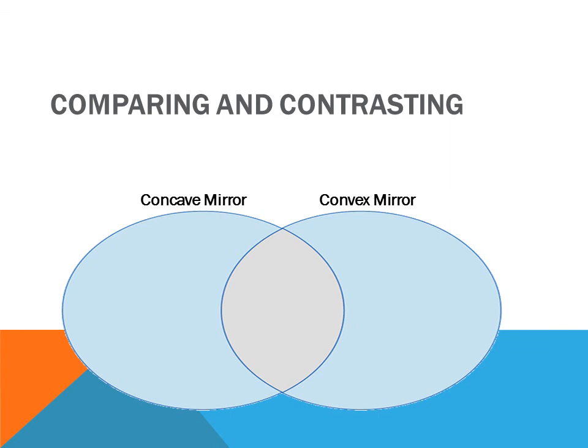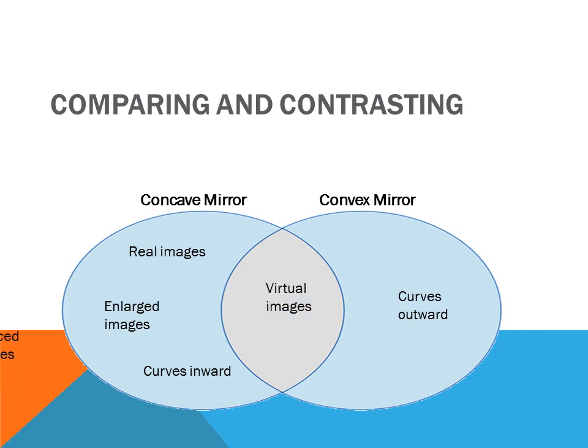Comparing and contrasting. Now let's check what are the similarities and differences between concave and convex mirrors. Concave mirrors produce real images, enlarged images, and their curves are inward. Convex mirrors, the curves are outward. Both concave and convex mirrors produce virtual and reduced images.